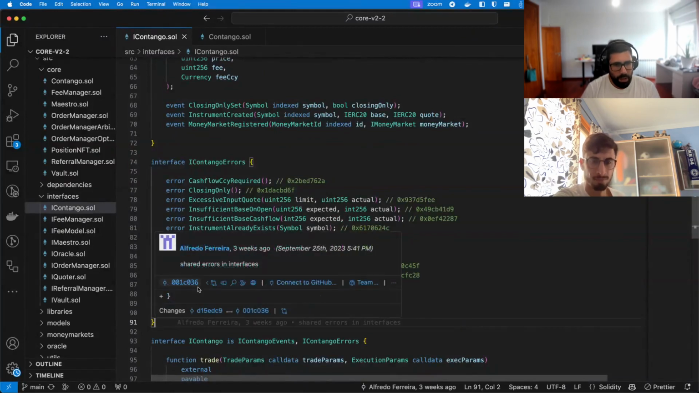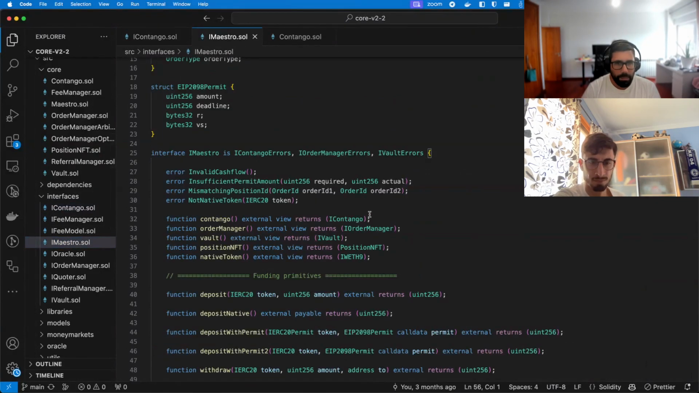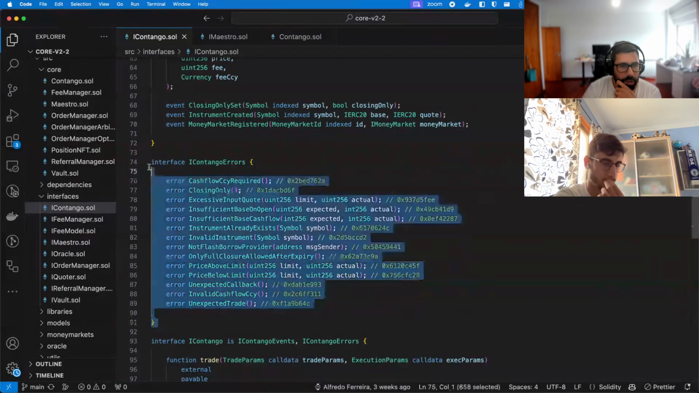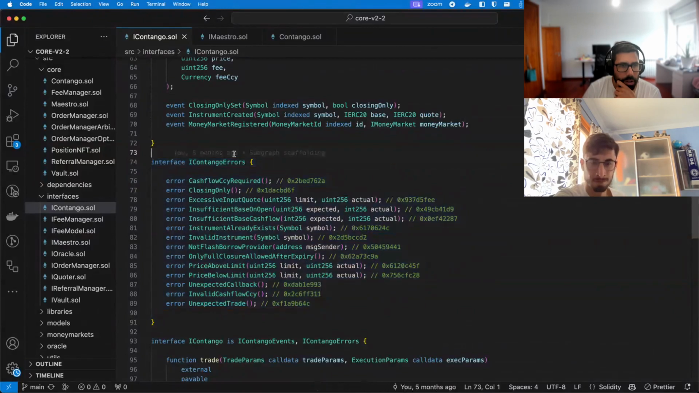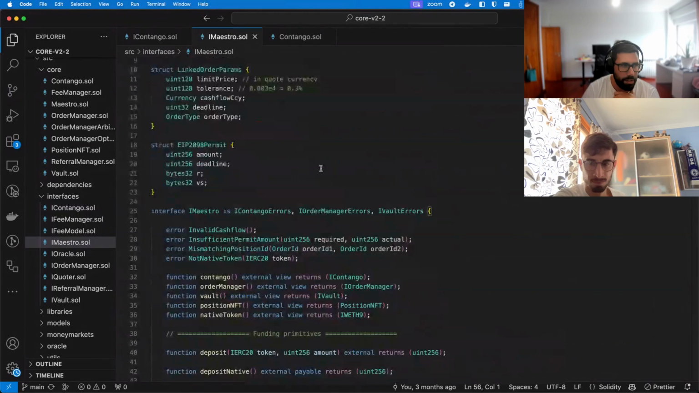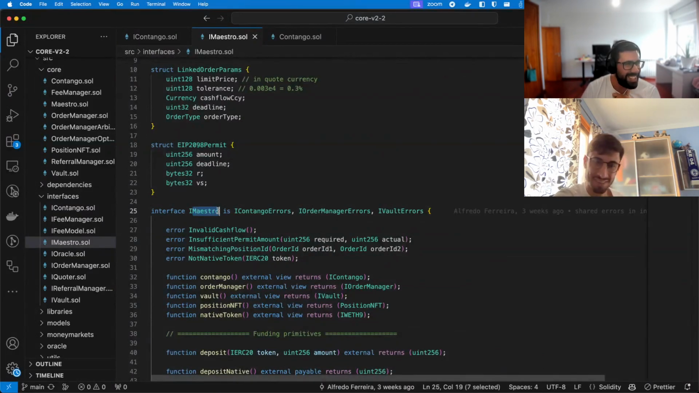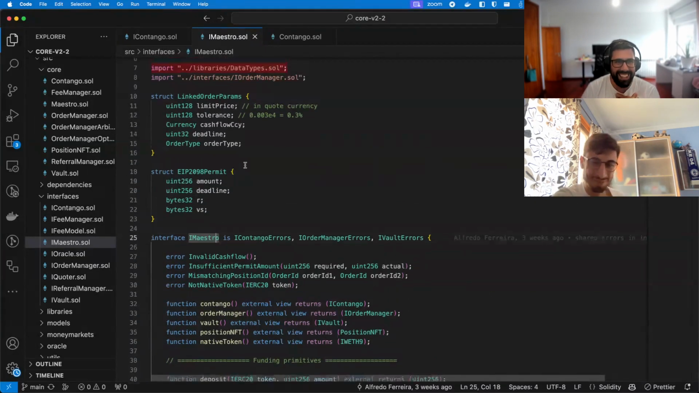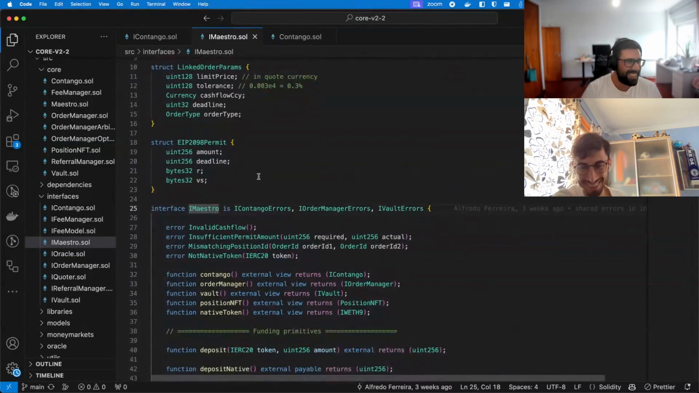For the errors, we didn't have them separate, but if I remember correctly, we ended up separating them because in the end, the main entry point of Contango is not Contango itself, but this contract I decided to name Maestro until I could find a better name, and it never happened. So, the Maestro is the orchestra director in tango. So, yeah, quack. But it stuck.